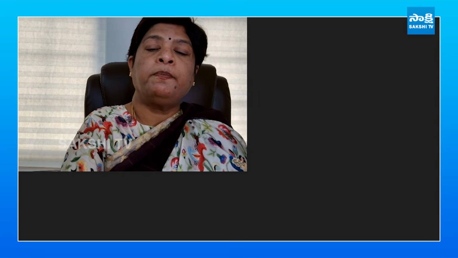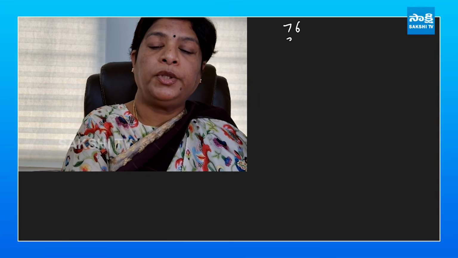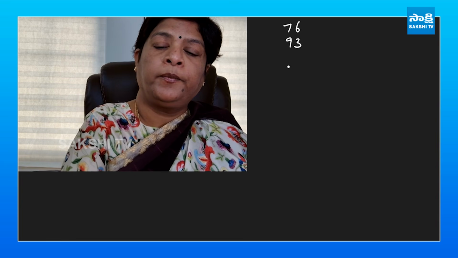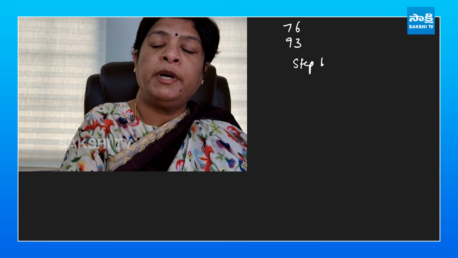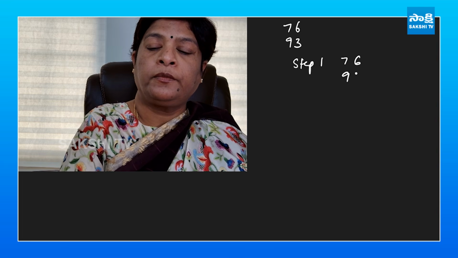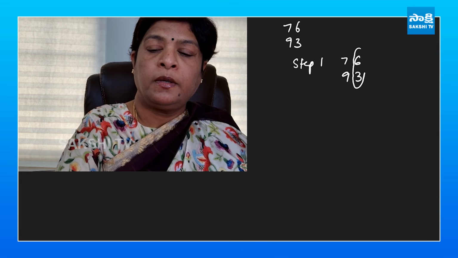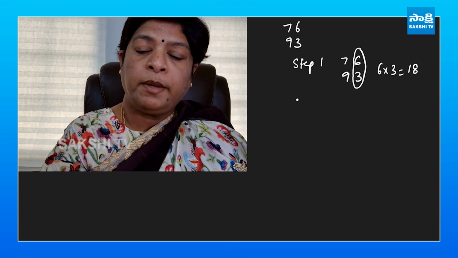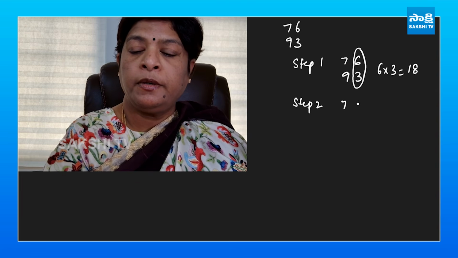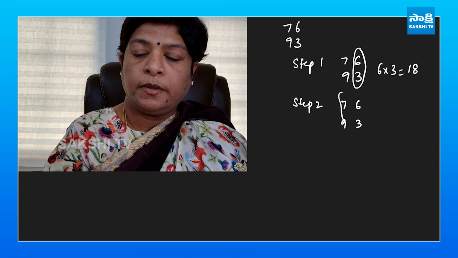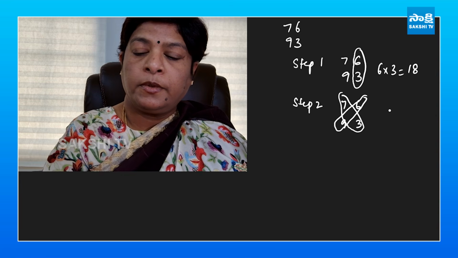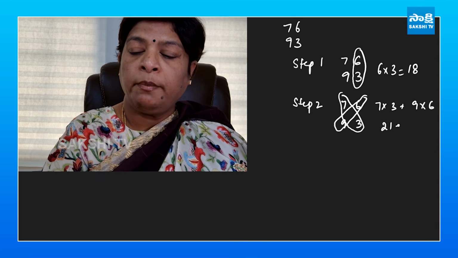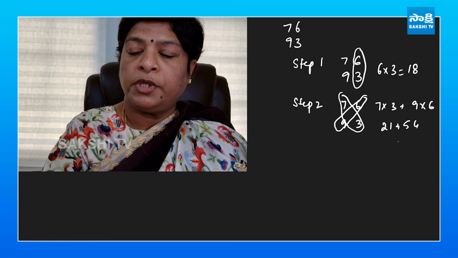Let's see another example. Let's multiply, let's say, 76 times 93. So applying the Urdhva method, step 1 is the vertical multiplication of the ones place digits. So 6 times 3 equal to 18. Step 2, cross multiplication. So 7 times 3 plus 9 times 6. 21 plus 54 equal to 75.